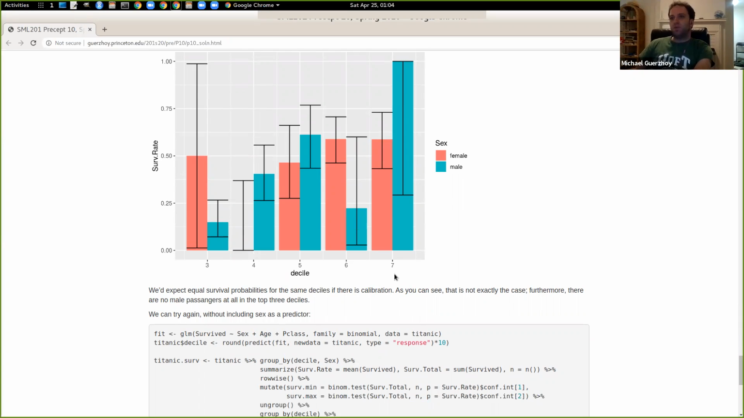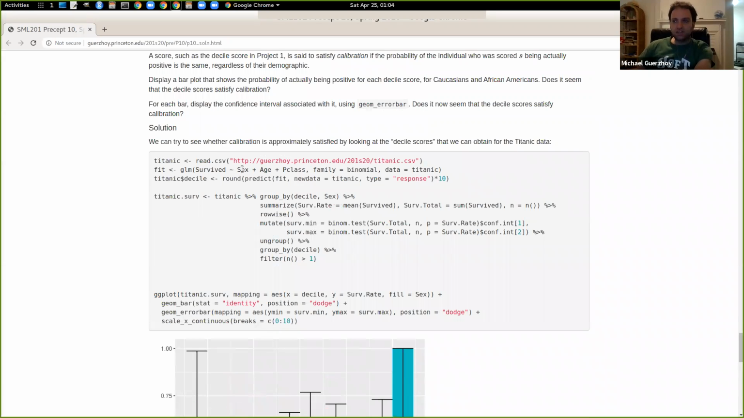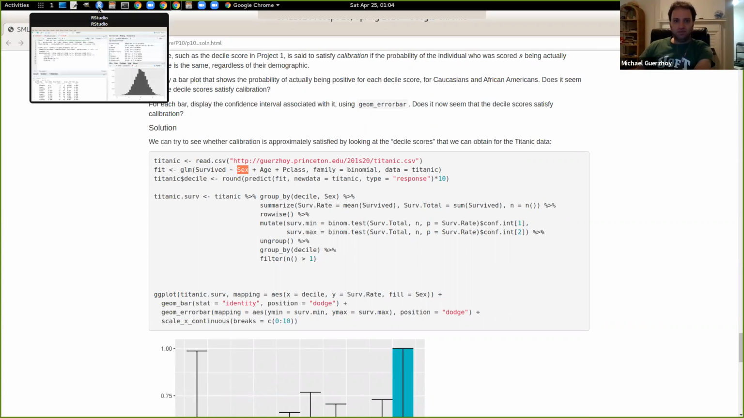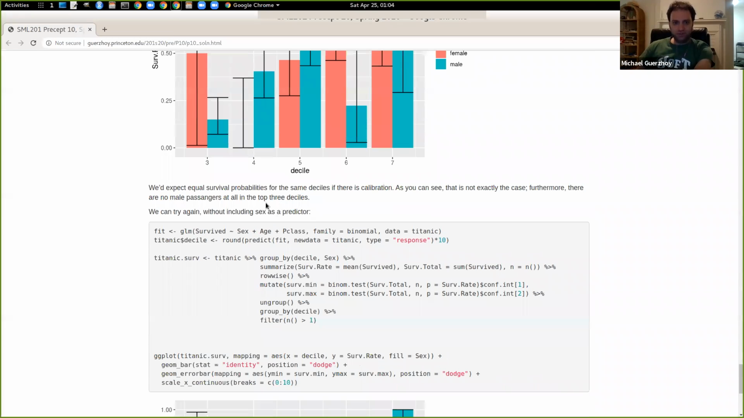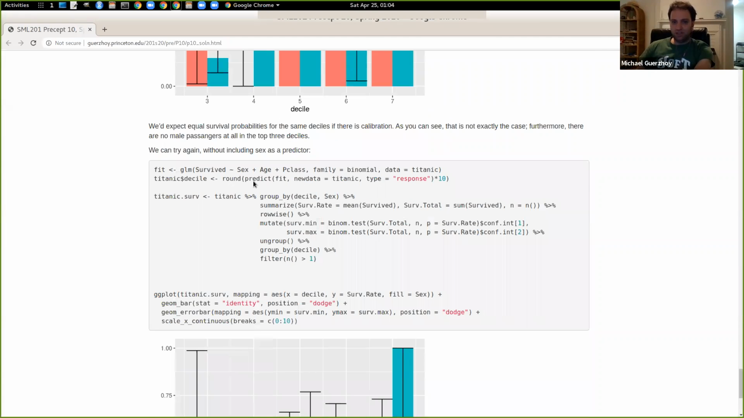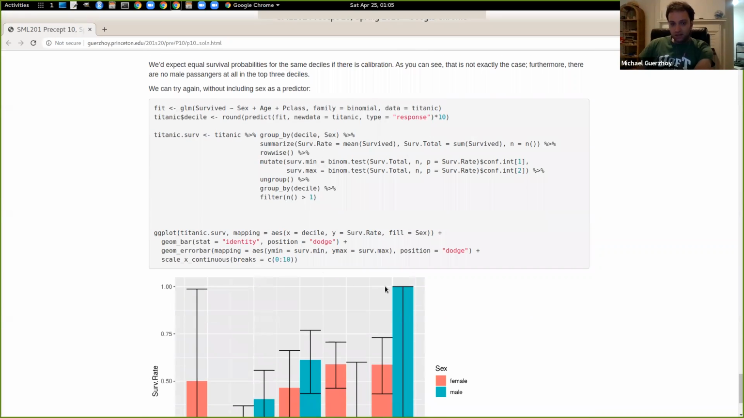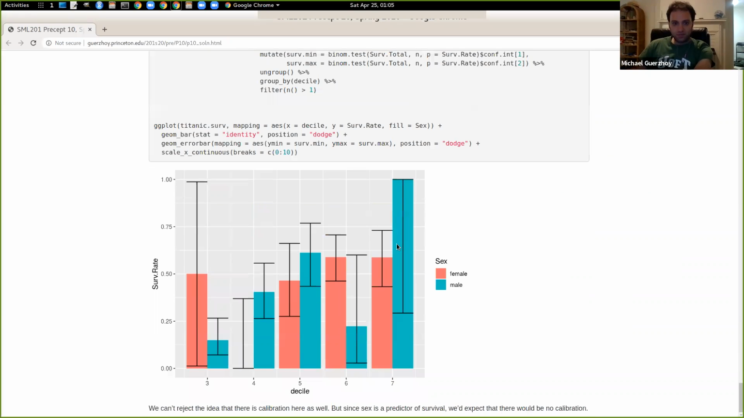One thing we could do in order to make it calibrated is to use sex as a predictor. Okay, so I used sex here as well, which I shouldn't have done. I'll fix that in the solutions. The idea was not to use sex here and then to use sex here. And we got exactly the same thing.